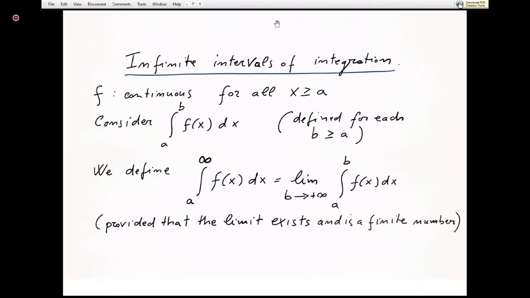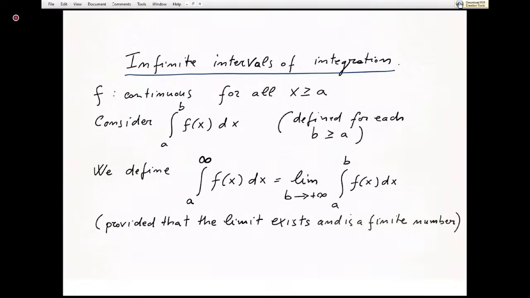Okay, so basically, in order to compute these integrals, we just have to consider a function which is continuous and a definite integral over some interval from a to b. What is the meaning of this notation? The integral between a and infinity of f of x dx.